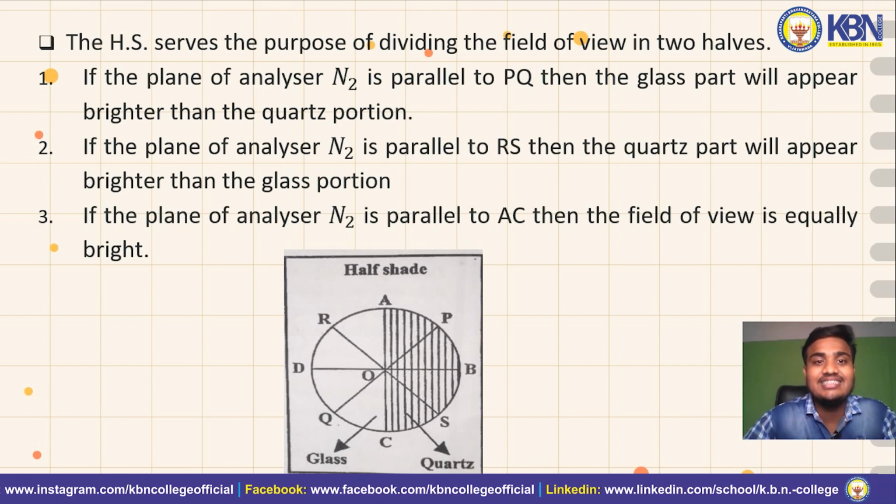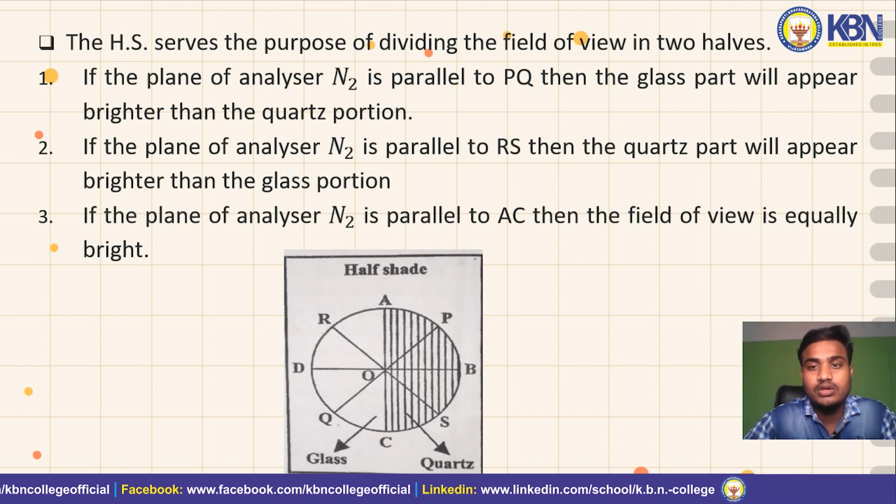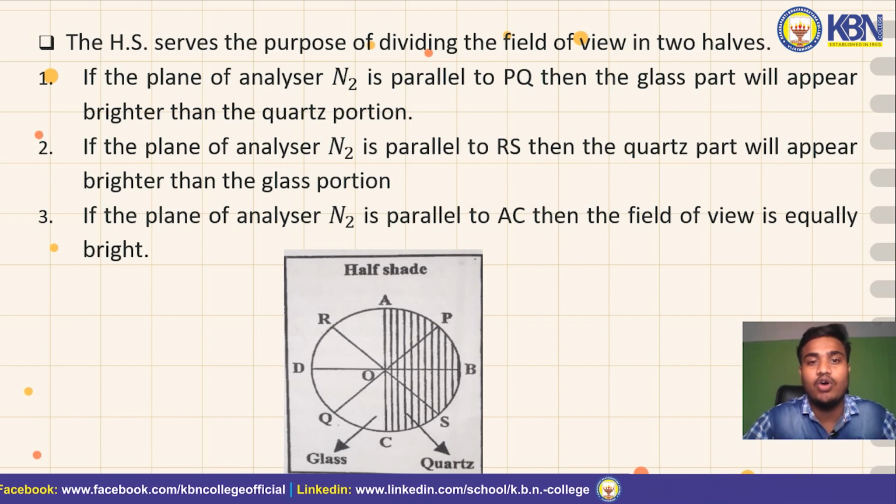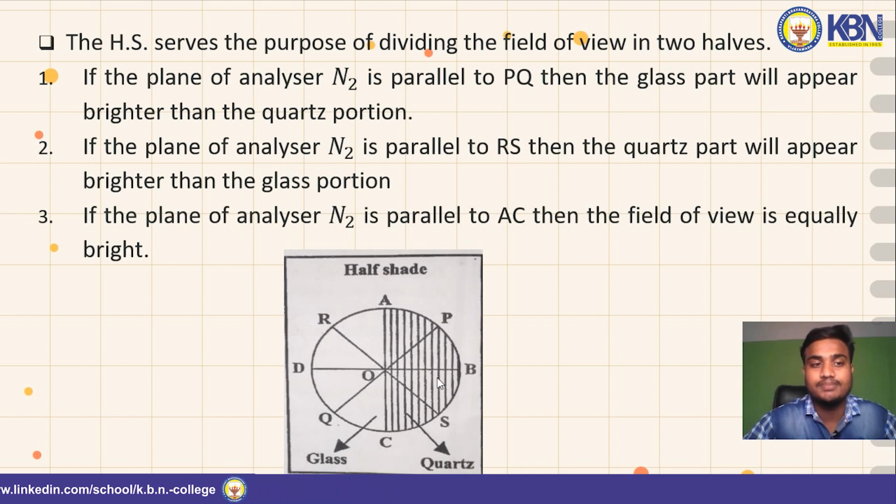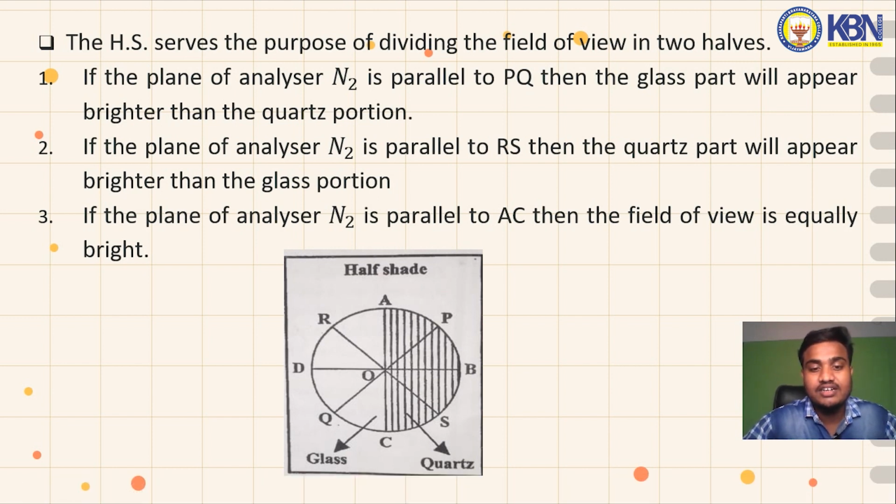Now, the half shade serves the purpose of dividing the field of view into two parts. If the plane of analyzer N2 is parallel to the PQ, then the glass part will appear brighter than the quartz portion, which means that the light ray will be unobstructed in the glass part and obstructed in the quartz part. If the plane of analyzer N2 is parallel to the RS, here you can see in this diagram RS, then the quartz part will appear brighter than the glass portion, which means that in the glass portion it will be obstructed and in the quartz portion it will be unobstructed. If the plane of the analyzer is parallel to AS, then the field of view is equally bright in glass as well as in quartz.